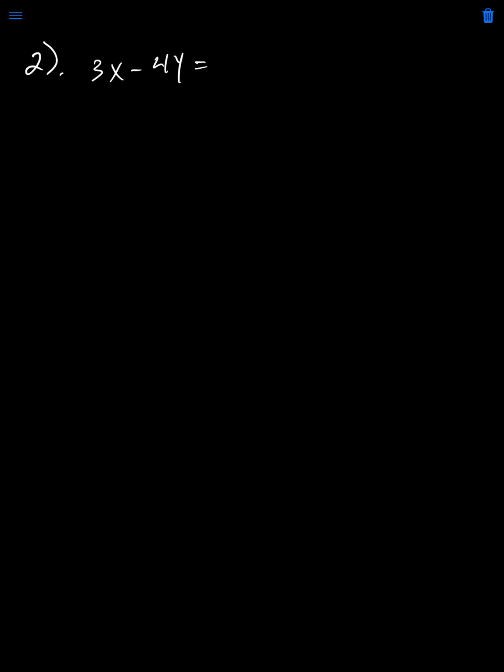Now number 2, let me look back at this. I have 3x minus 4y equals 16. Then I have 3x minus 4y equals negative 16. Kind of a funny looking one there, but let's see what we can work with.